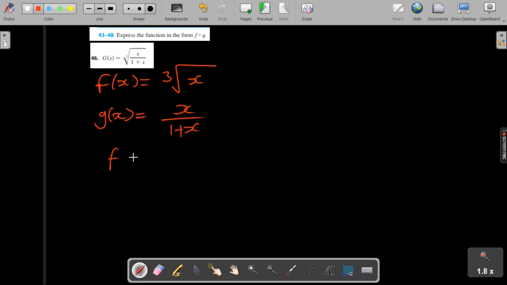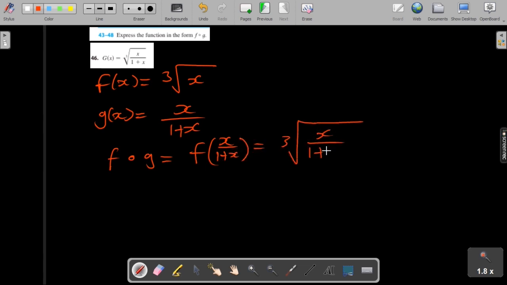In other words, f of g would be f of x over 1 plus x, which would be the cube root of x over 1 plus x. So that's how it works. You're going to substitute your g wherever you see an x in f. And this would be how you'd express it in this form.